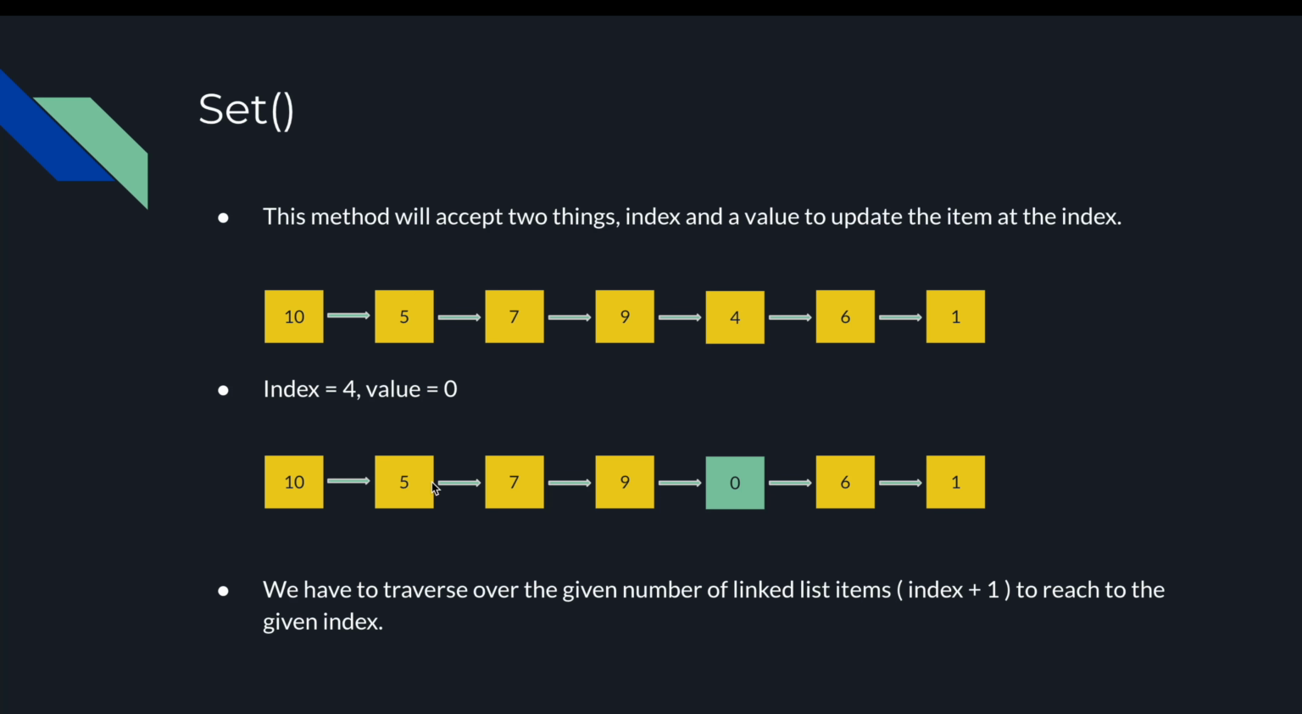Now while explaining the example, you already saw how I reached the item that is present at the given index number by traversing over the linked list items, right? Because we do not have index numbers, unlike arrays, we have to traverse over the linked list items to reach the desired item, right? Now let's see the pseudocode for the set method and then we will implement it in JavaScript.